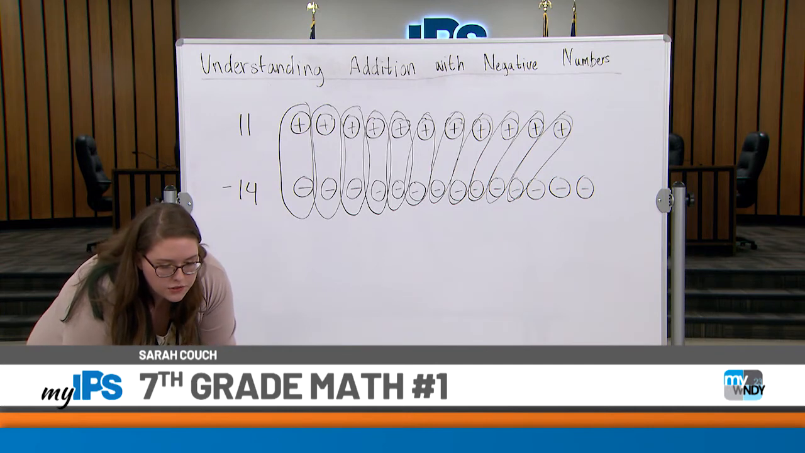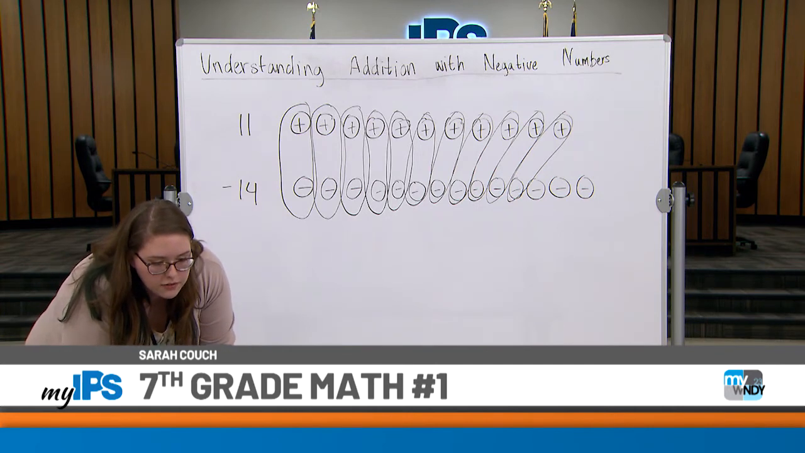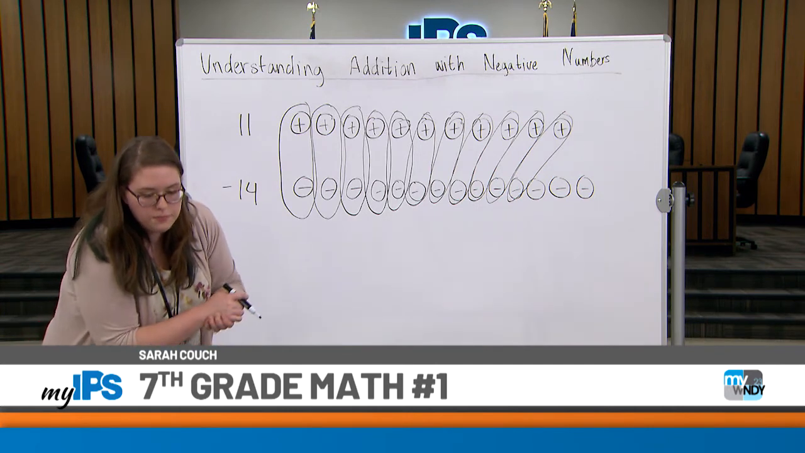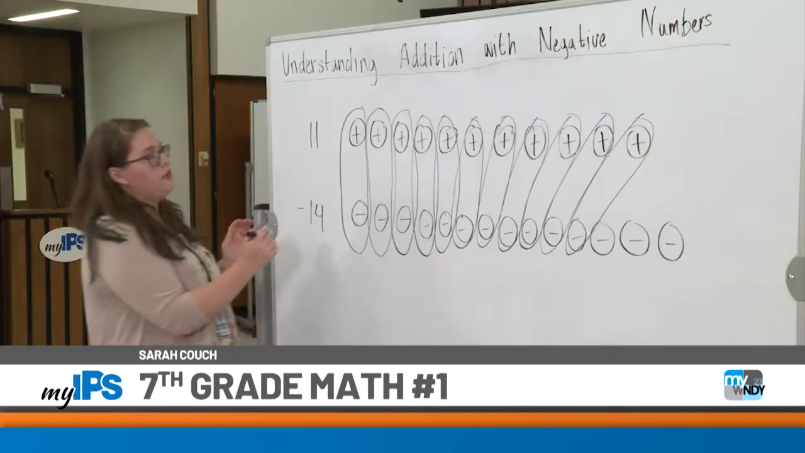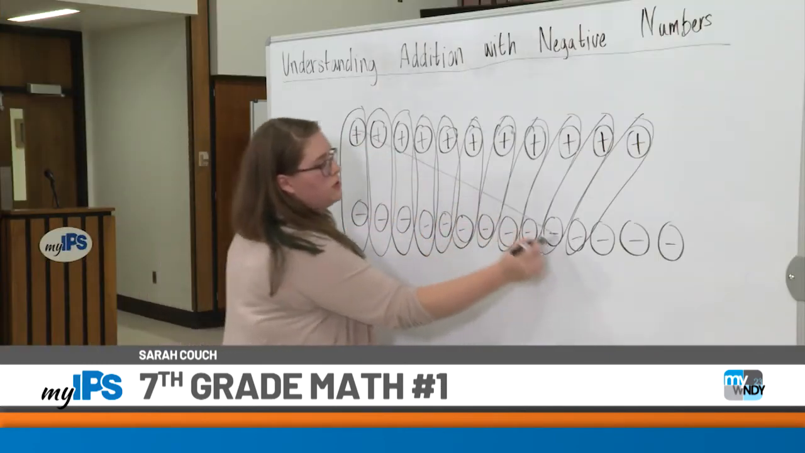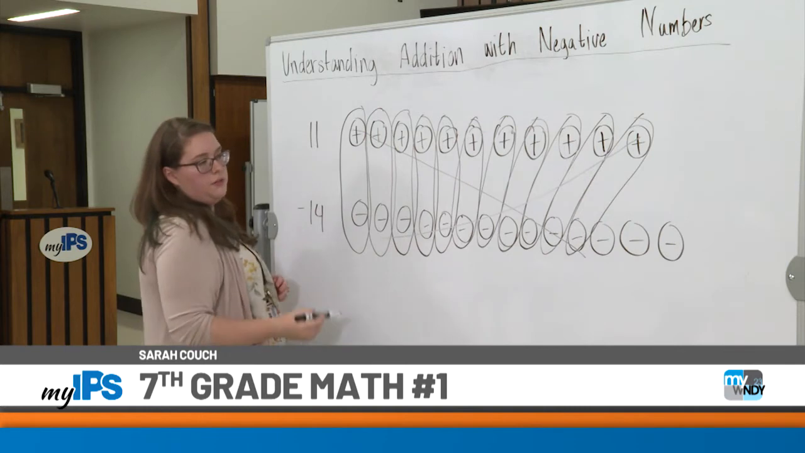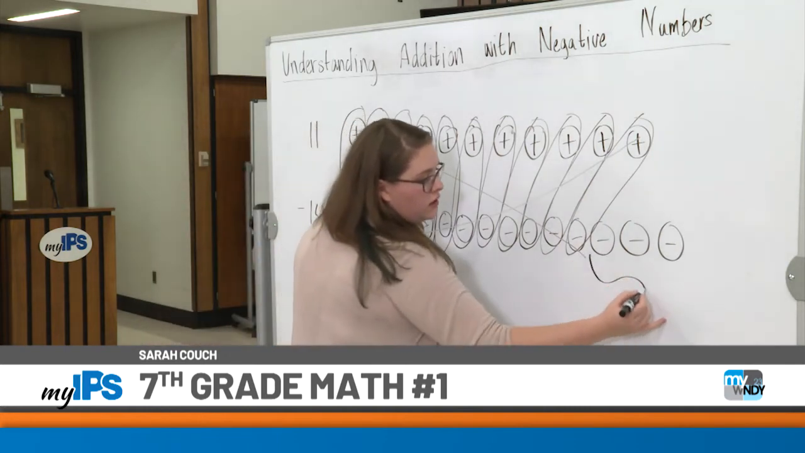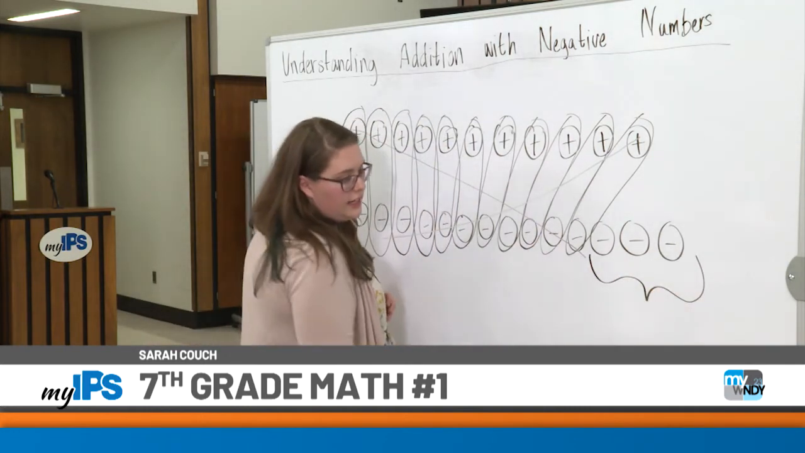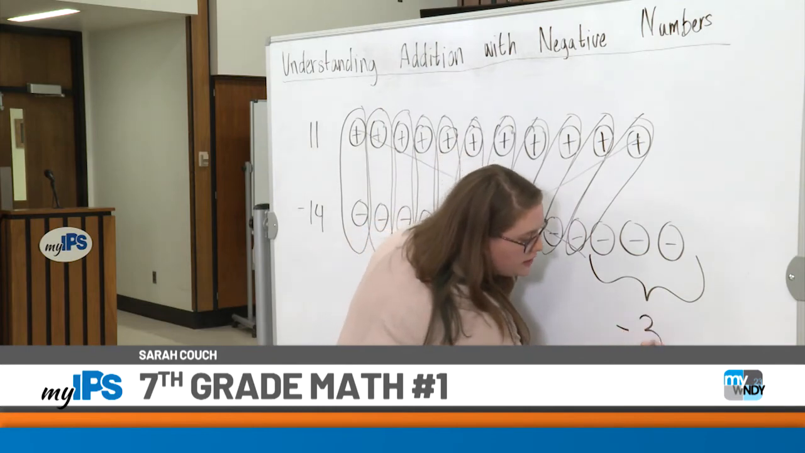So that helps us answer the next question, which is what is the value of the remaining integer chips after the 0 pairs are removed? So after all these guys are removed, boom. How many do we have left over? 3 of the negative chips, leaving our answer to be negative 3.